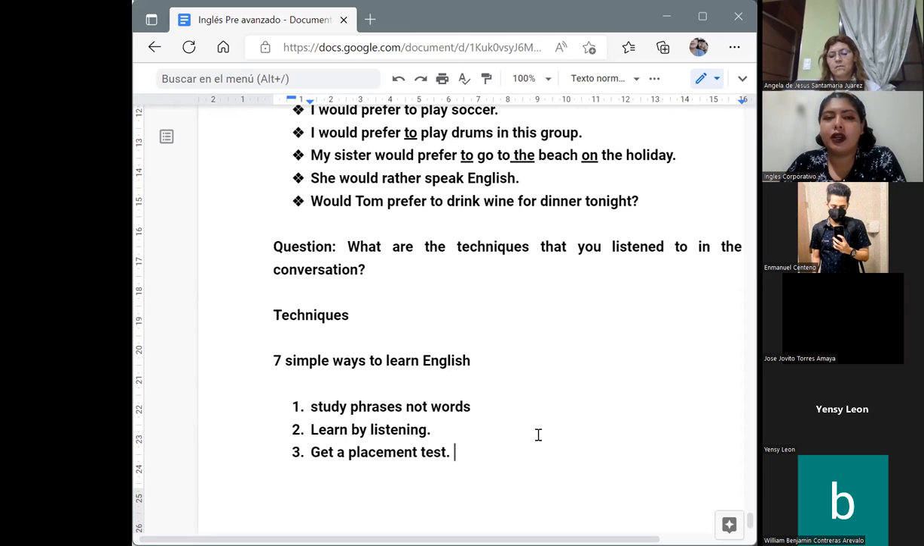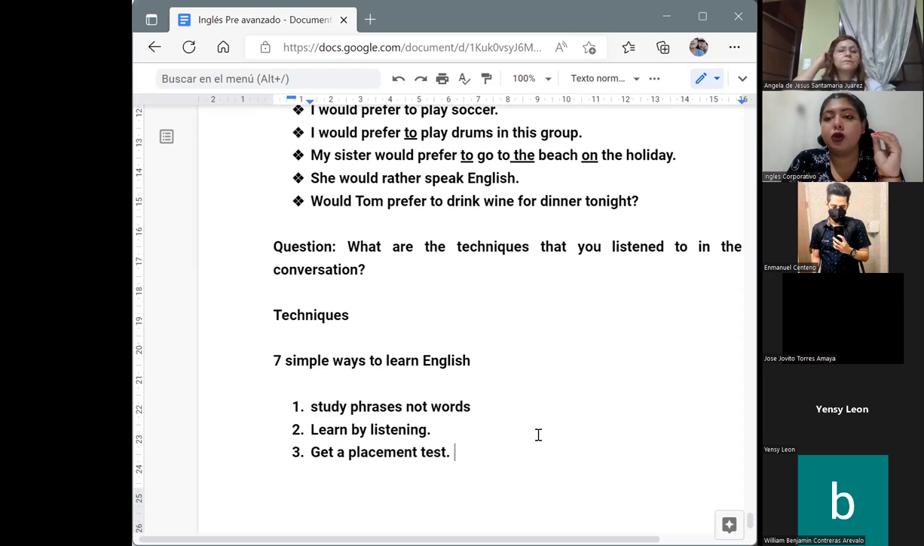Because imagine that you are right now in advanced, but for some reasons, you are not going to continue with the advanced English and you go to another course and they say, you need to be in a very basic course. You are not going to feel very good because you know that you have more knowledge than you had before. So in that case, you need to take placement tests. And it is not just to search for a better course or something like that.